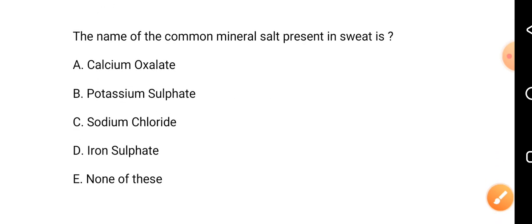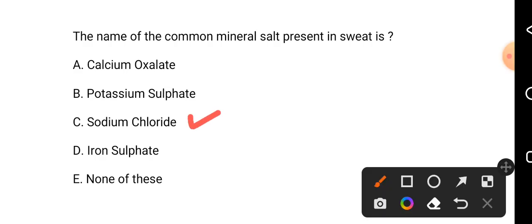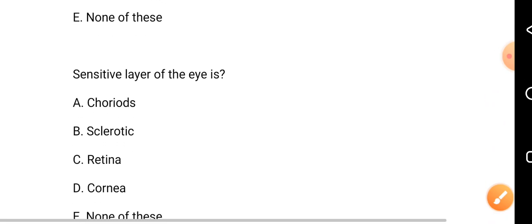Next question. The name of the common mineral salt present in sweat is? Its answer is option C, sodium chloride. C is correct here.